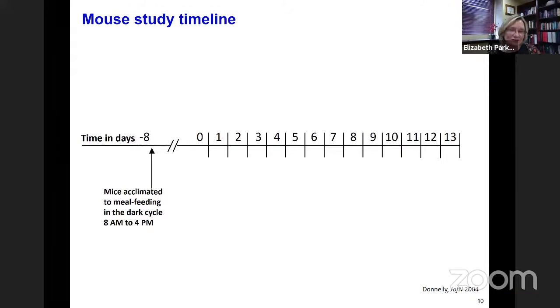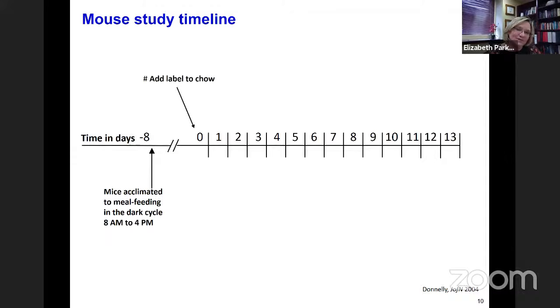The biggest advantage of meal feeding, then, is also in the light cycle, which is the fasting state. You can kill these animals for an experiment 3 hours to 4 hours in the fasting state, and all the animals will be exactly the same amount fasted, and they won't be running around the cage looking for food like they are if you've just removed food for the first time.